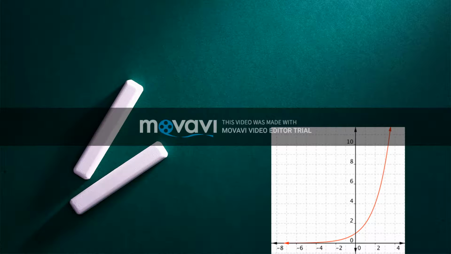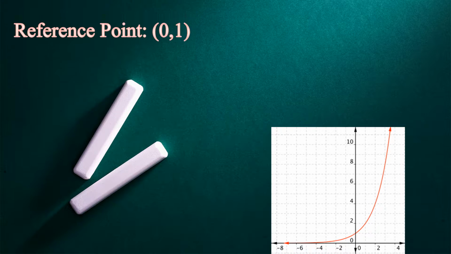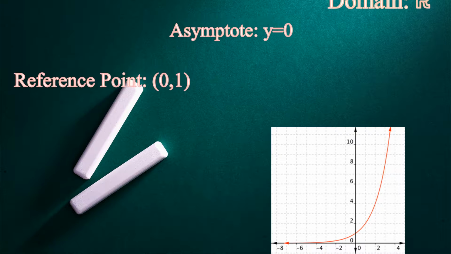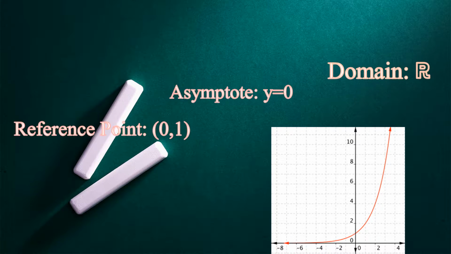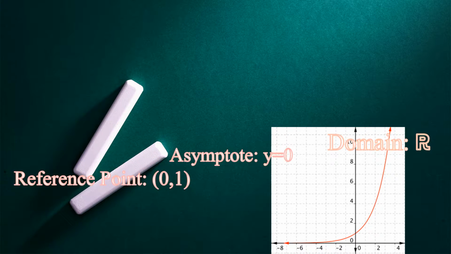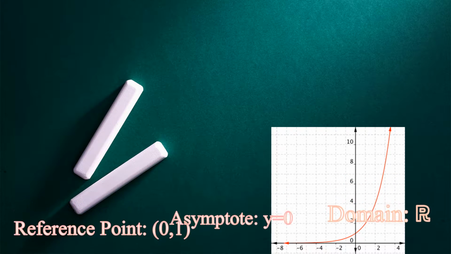Exponential growth can be represented on a graph, and its basic graph is that the point is always on 0, 1, it only has one horizontal asymptote, and the domain is always all real numbers. It also curves up, showing the exponential growth.